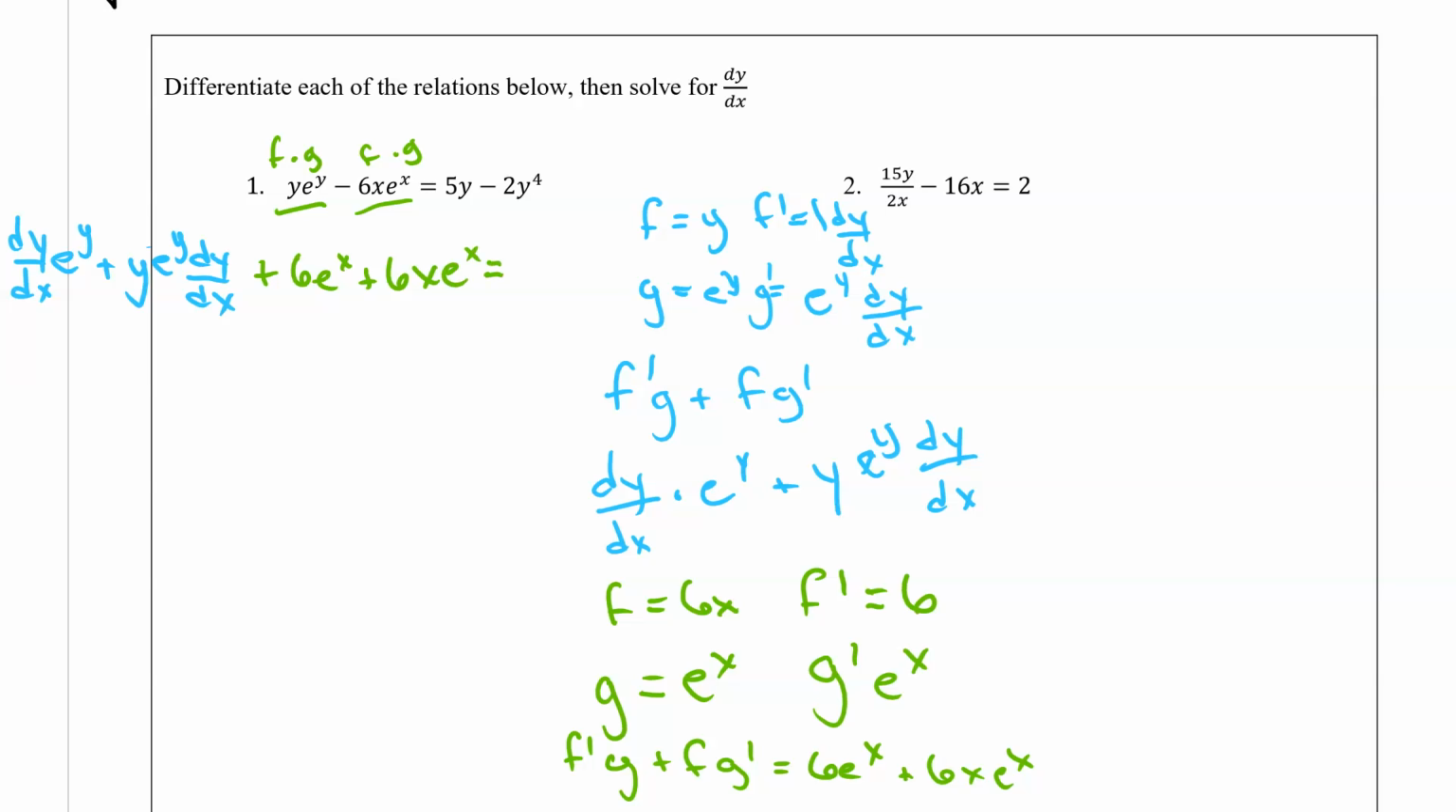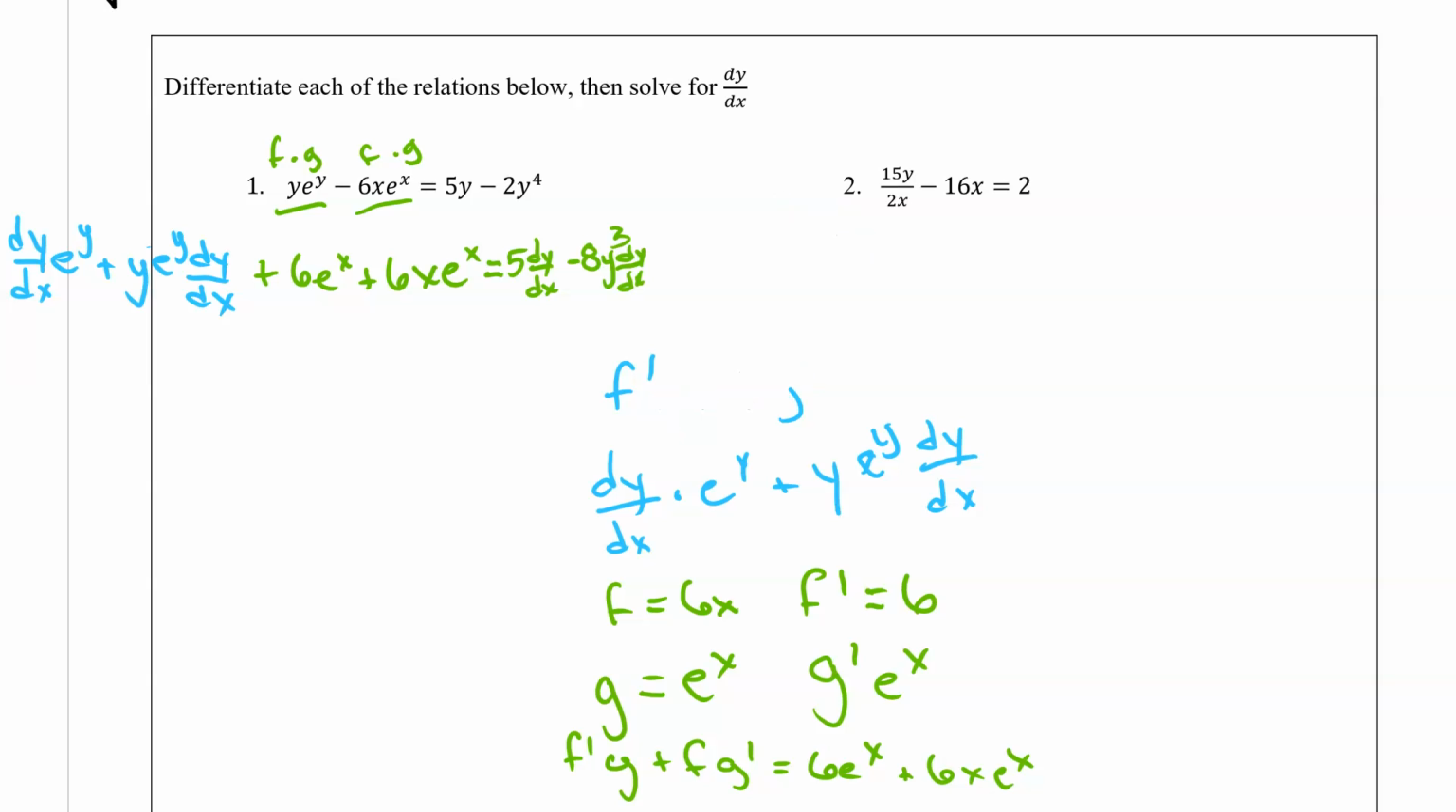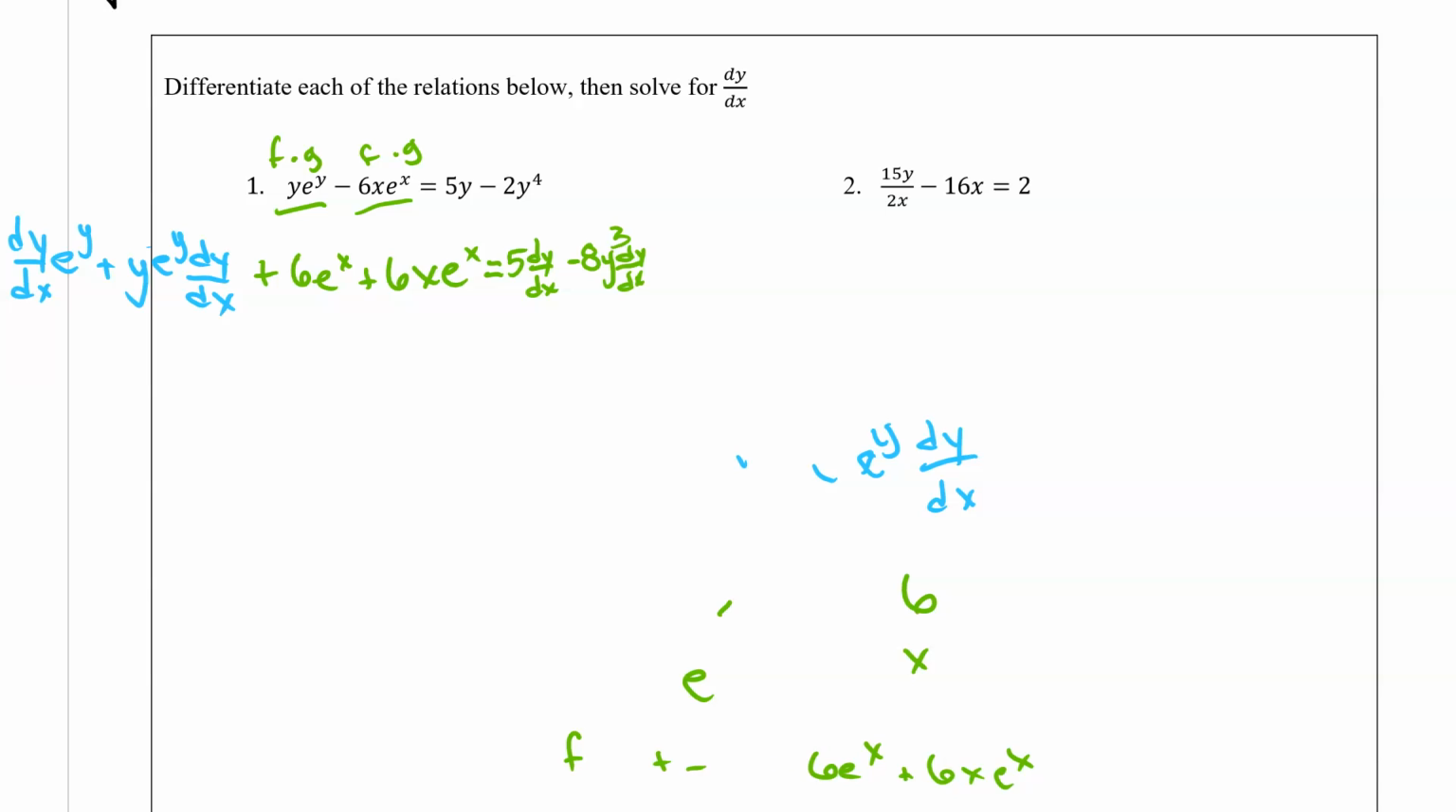And then the derivatives after that, we've got 5y, so that's just going to be 5 dy dx. And then we've got 2y to the fourth, so that's going to be 8y to the third dy dx. And I'm just going to erase this because we don't need it anymore. We already used that stuff, so get out of town.